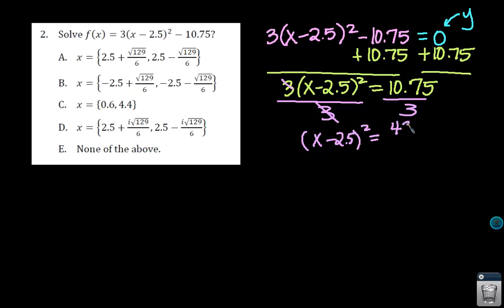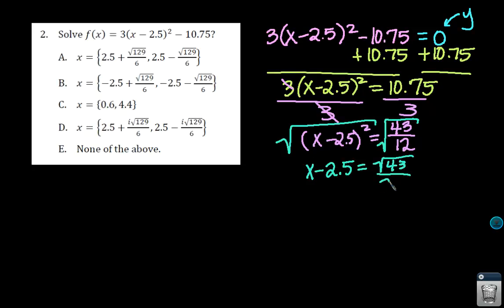So 43 twelfths. And here's the part where we call this the square root method. So if I take the square root of both sides in order to cancel out this exponent, I'm going to be left with just the radicand, x minus 2.5 equals the square root of 43 over the square root of 12. And then there's something that we can do with the square root of 12.